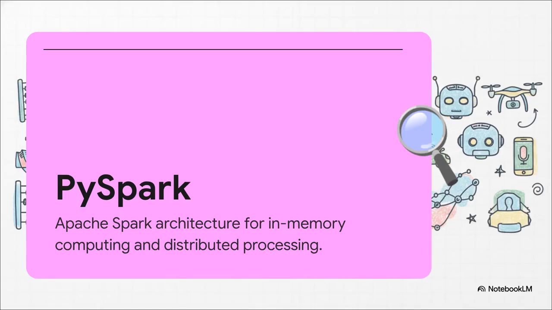So what happens when real-world datasets become just way too massive for a single computer to handle? Well, that's exactly when we bring in PySpark. By utilizing Apache Spark's architecture, PySpark allows for in-memory computing and distributed big data processing across multiple machines. To put that into perspective, it's basically the difference between trying to empty a giant swimming pool with a plastic bucket versus using an industrial pump.